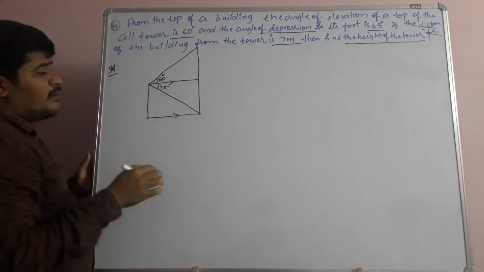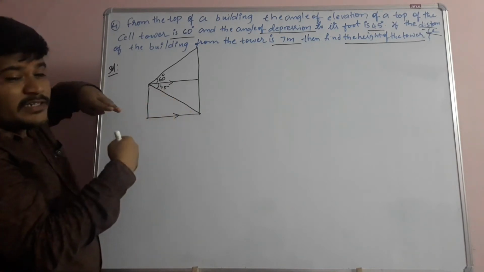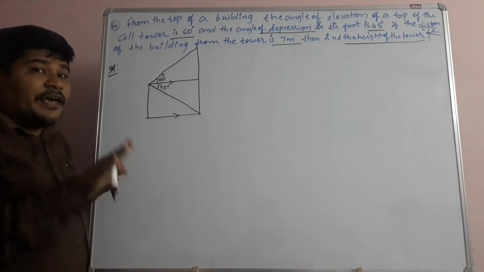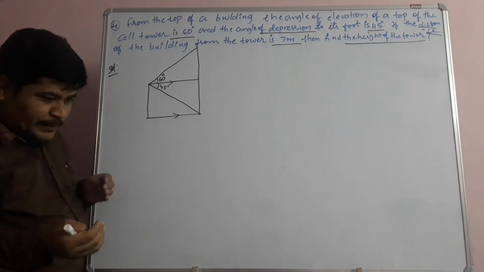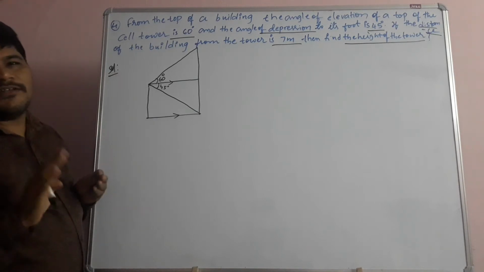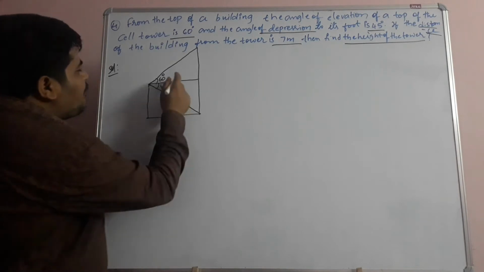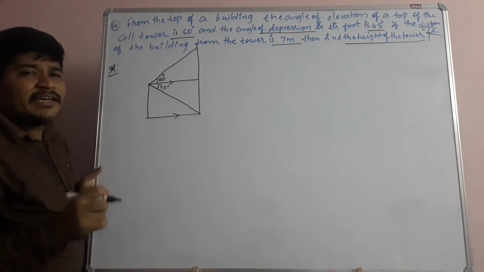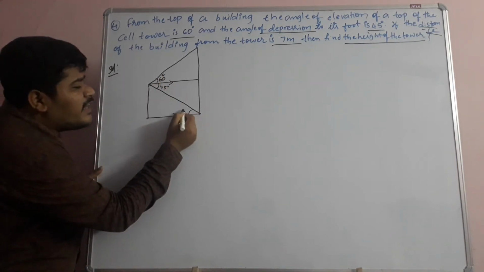So children, for the angle between the line of sight and the horizontal line: if the line of sight is below the horizontal line, that is the angle of depression. If the line of sight is above the horizontal line, that is the angle of elevation. Seeing down, depression. Seeing up, elevation. Up, elevation; down, depression. Remember. Now these two lines are parallel, right? Then alternate interior angles are equal. So if it is 45 degrees, this angle is also 45 degrees.